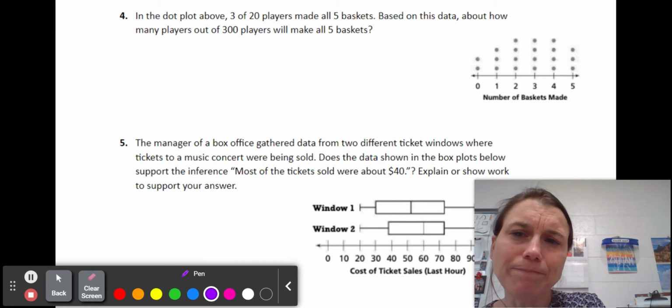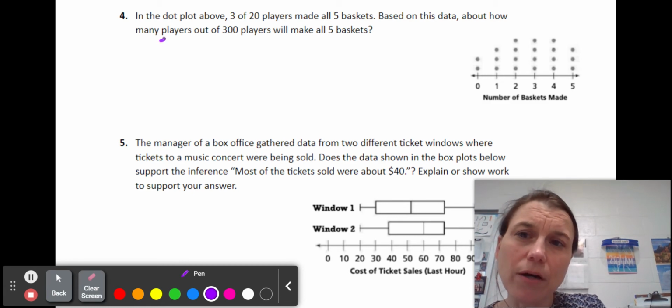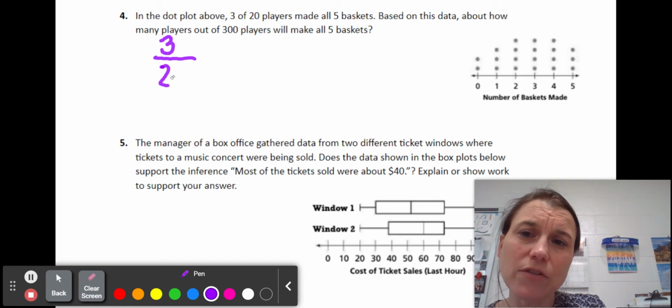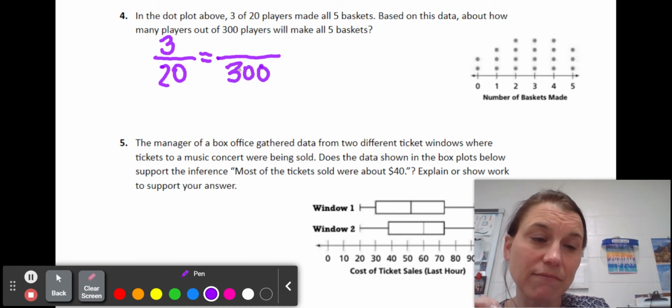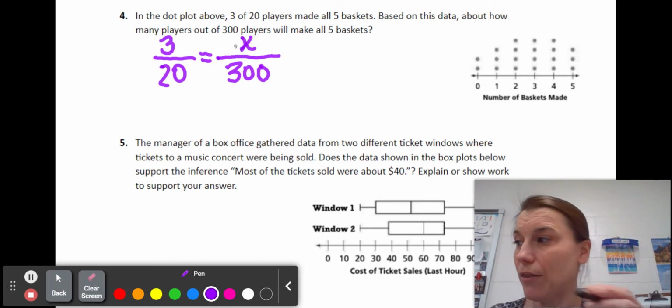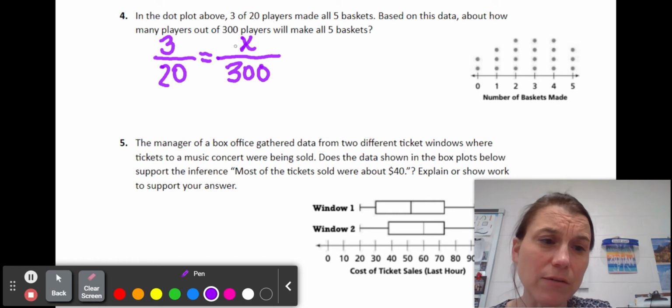Okay, so what I'm going to do then is I'm going to set up a ratio of 3 out of 20. So the 3 represents the number of people who have made all 5 baskets, and the 20 represents the 20 total in our survey. We're going to assume that's representative and that can be scaled up, that the 20 represents the 300 total people. And then we're going to use that to figure out, well, then how many out of 300? So to solve that, once I set the proportion, I have the totals together on the bottom and the number of people who make all 5 baskets on the top.